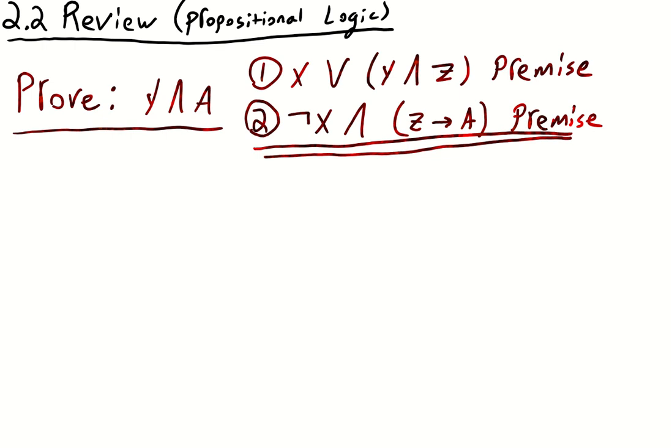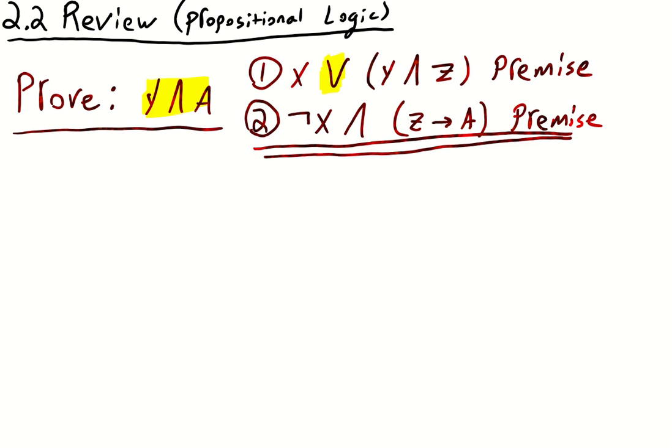Let's prove the conjunction y and a given two premises. The first premise overall is a disjunction. We have the or sentential connective. The sentential connective that's outside of parentheses by default is dominant. So line 1 is a disjunction.